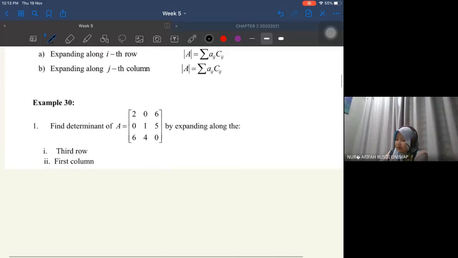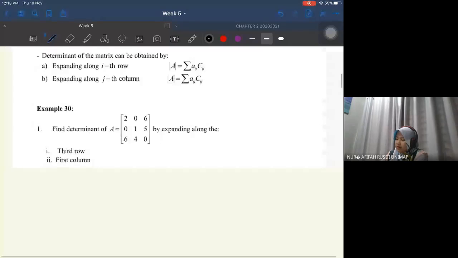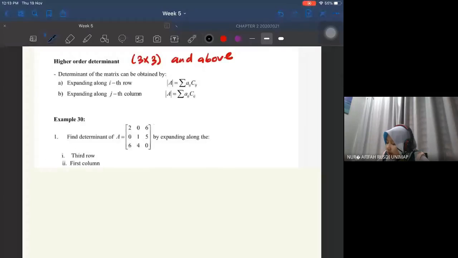So you are given this matrix A here, and you were asked to find the determinant by expanding along the third row and the first column. So tak kisah kita pakai row mana ataupun column mana, nilai determinant tu sama saja, which is kita akan dapat the same value. If that question asks you to expand along a specific row or specific column, you kena ikutlah yang diminta oleh soalan.